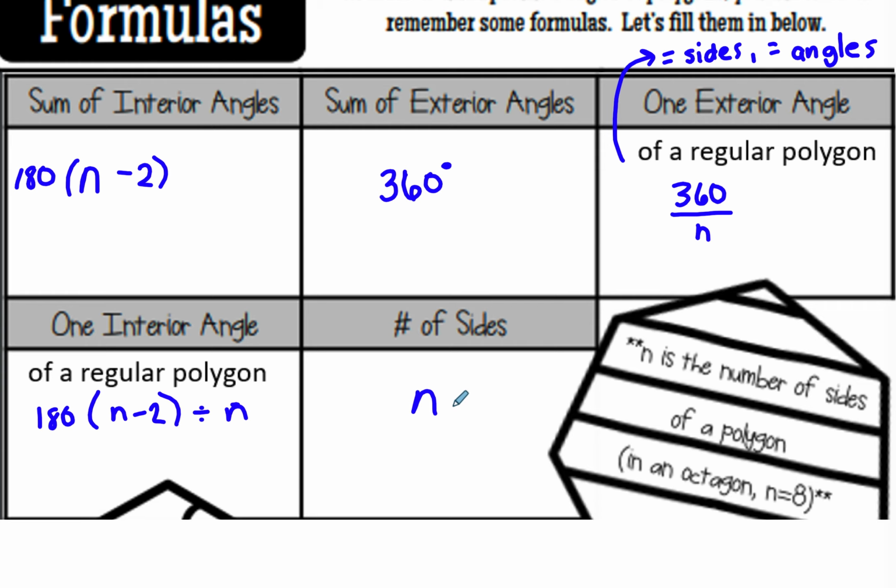And n is just a letter we use to stand for the number of sides in a polygon. And over here that tells you that as well. N is the number of sides in a polygon. In an octagon, n equals 8.